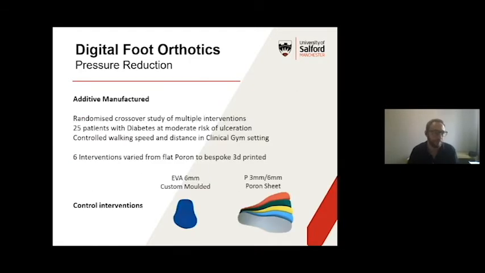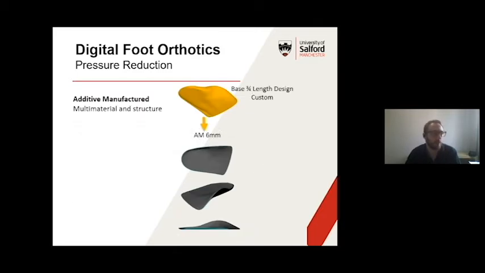So to build on this a little bit more, we looked at how we can stretch that manufacturing approach, and we developed a randomized crossover trial which recruited 25 participants to look at 6 interventions of different design aspects and modifying those designs in that sort of upper version that I suggested before. We used a multi-material additive manufactured insole, which had a rigid outer and a more flexible inner.